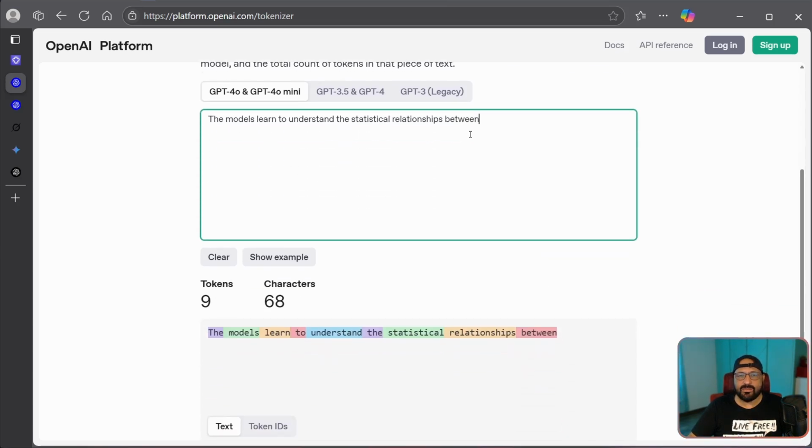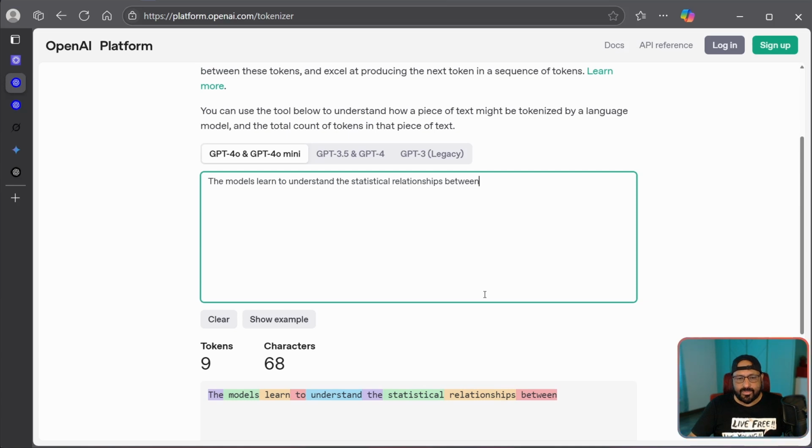So there are 9 words and there are 9 tokens. So there are no broken words in here because these are very common words. So it knows about it. Roughly, I think 0.75 words make up one token. All right, that's a very rough estimate. So they are similar but not the same.